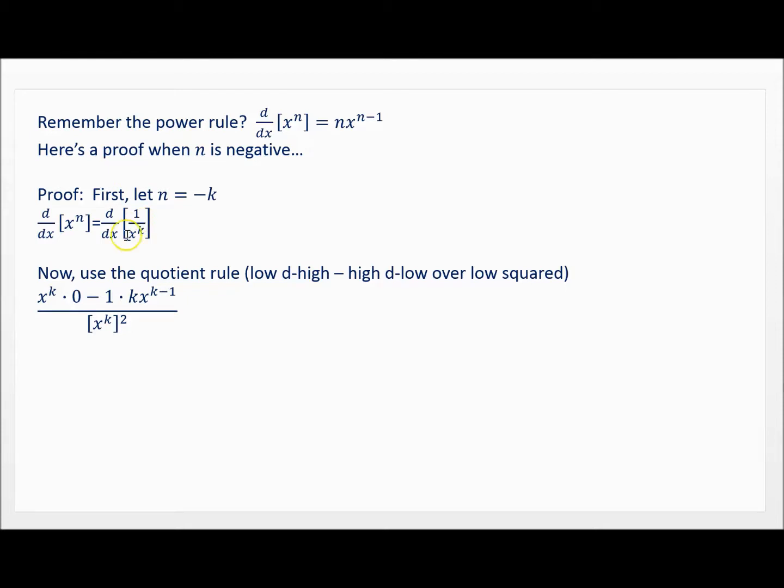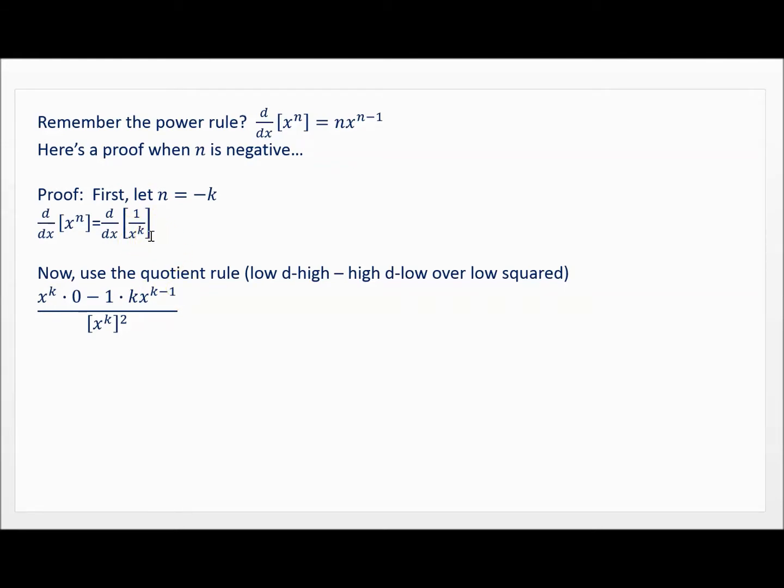So I take low, which is x to the k, times d high. The derivative of 1 is 0, minus high, which is 1, times the derivative of x to the k, which is kx to the k minus 1. Now, why can we say that? Isn't that what we're trying to prove? Well, no, we've already proven it when k is a positive integer. So we are allowed to use that here. And that's over the denominator squared, so x to the k squared.